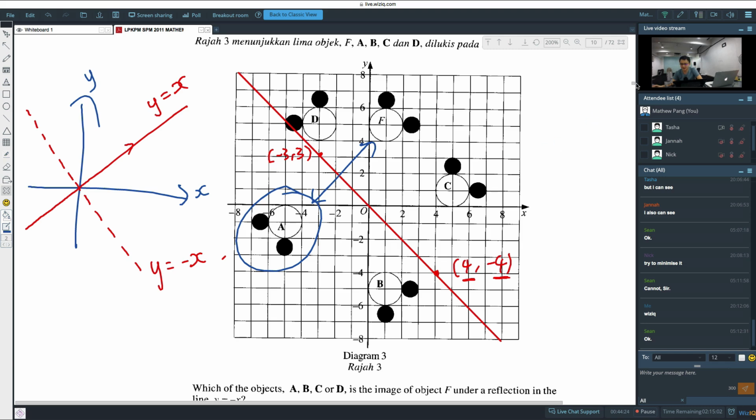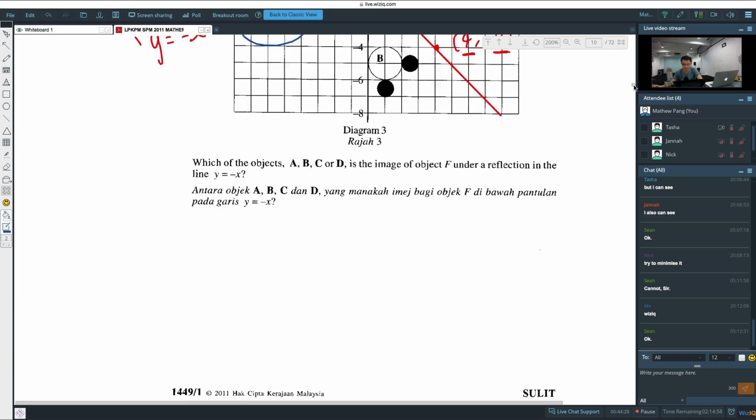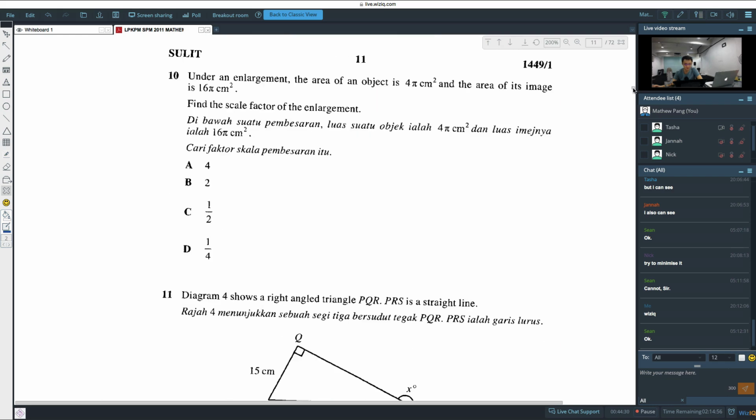Okay, so please remember about the name of the line. Okay, this one. Under area of enlargement, the area of the object is 4 pi. So the area of the image is 16 pi. Find the scale factor. So this one you just need to remember the formula. Area of image equals scale factor squared multiplied by area of object.